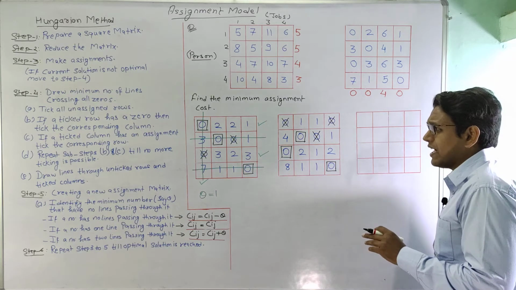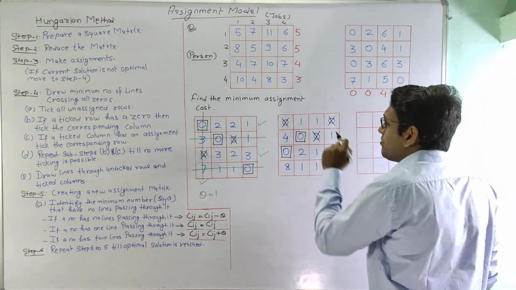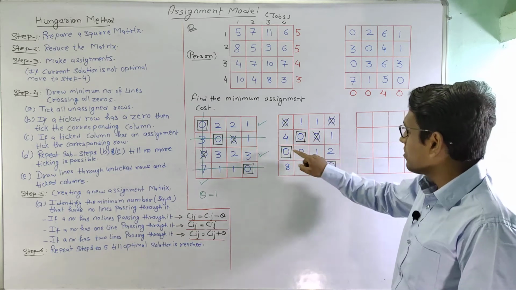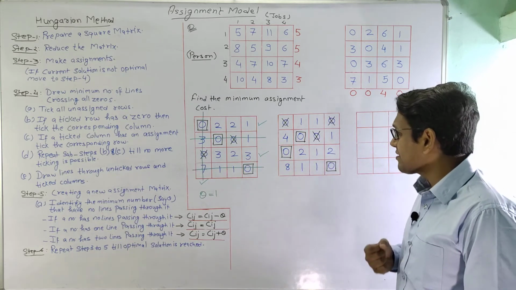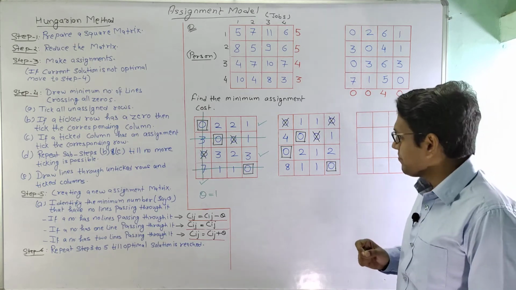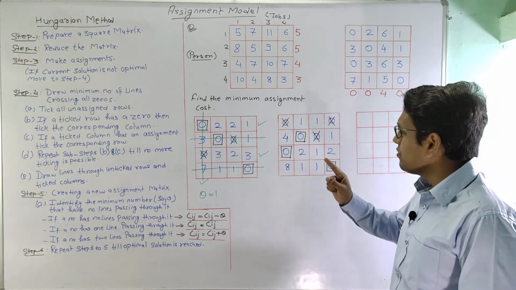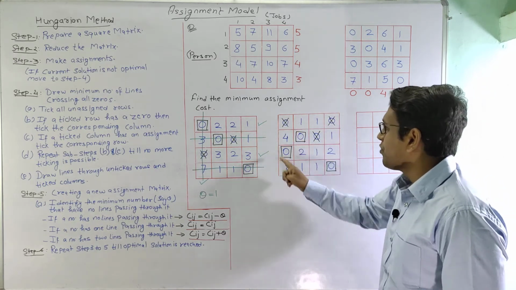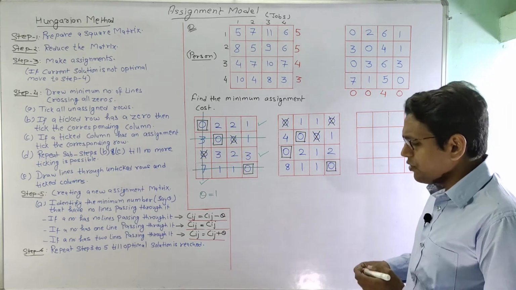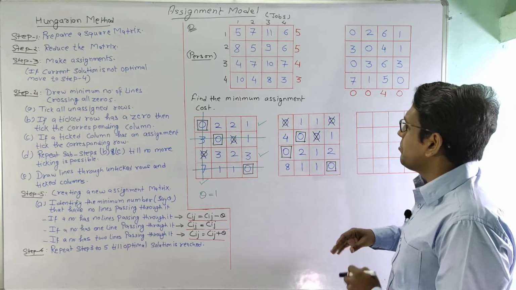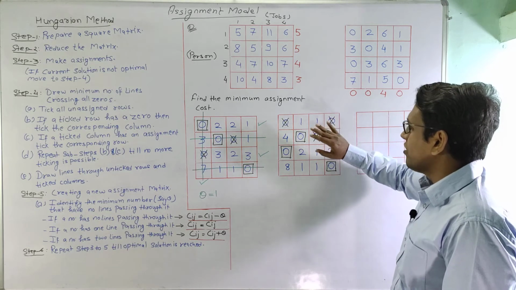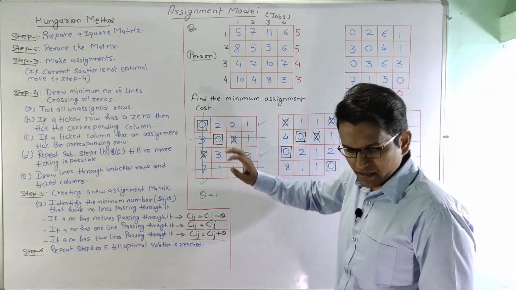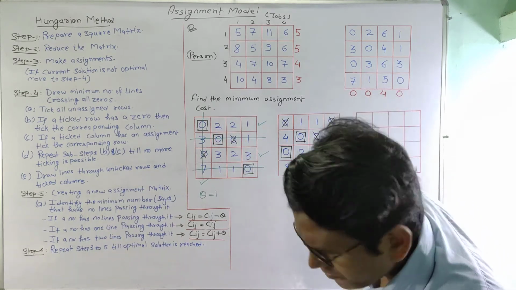So here also we can see that after assigning in the new matrix, we are able to make only 3 assignments, which is not optimal. To get an optimal solution, we need to have 4 assignments because we are having a 4 cross 4 matrix. So again what we will do here is draw the minimum number of lines crossing all the 0s, just as we have done in the previous matrix. So let us see here.